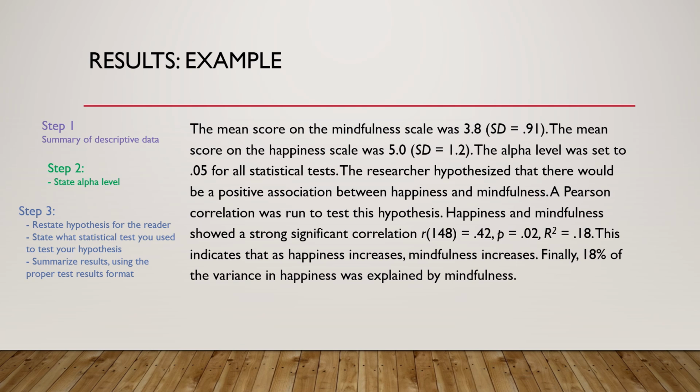Here it is. The researchers hypothesized that there would be a positive association between happiness and mindfulness. A Pearson correlation was run to test this hypothesis. Happiness and mindfulness showed a strong significant correlation of r of 148 participants equals 0.42. The p-value equals 0.02 and the r squared is 0.18. This indicates that as happiness increases, mindfulness increases. There's your interpretation. And then we interpret the r squared as well. 18% of the variance in happiness was explained by mindfulness. Great. We have all of the pieces we need to report that correlational study.